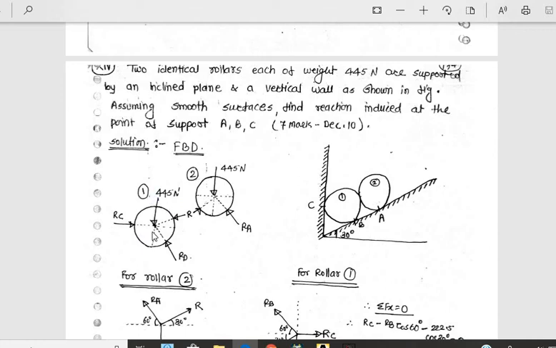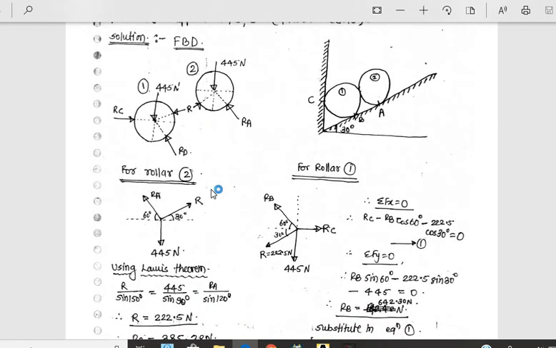So this is the first cylinder. First, this is one reaction, second reaction, and third is self-weight. First is the normal reaction at C, this is self-weight, and there is a common reaction R, which is common in both cases. For the second, it is the common reaction, this is the normal reaction at A, and its self-weight 445. Now let us do the analysis for roller 1.